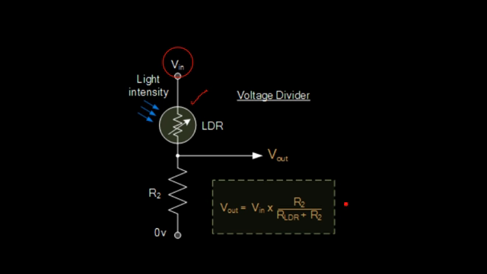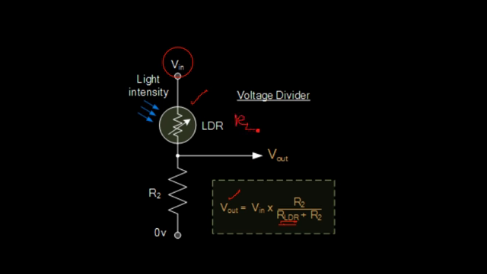You can see that using this equation, V out is equal to V in times R2 divided by R LDR, which is the resistance of the LDR, plus R2. Depending on the intensity of the light that is falling, the output voltage varies. If you need to measure the light intensity, it can be measured in terms of R LDR. R LDR is the unknown factor, R2 is known, V in is known, and V out is being measured. So you will get the value of R LDR.